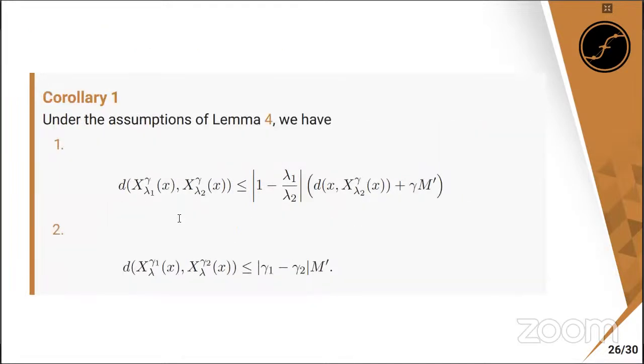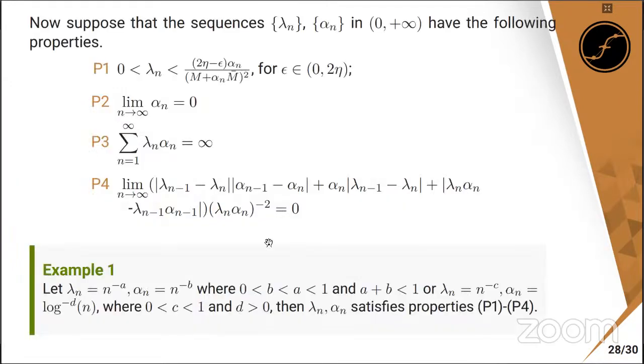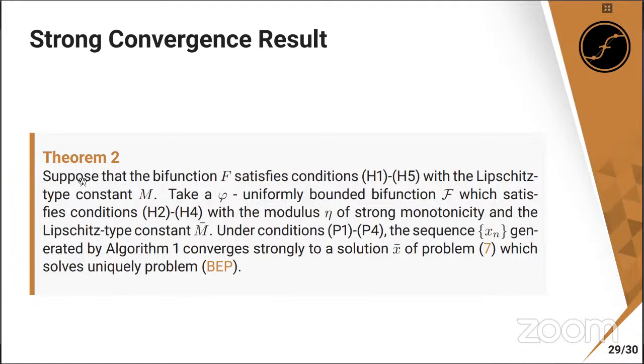We also have this corollary which follows from Lemma 4 by taking lambda 1 equal to lambda 2. Here we take the lambdas to be the same. We have this, and then the next lemma, and with this, if the sequences lambda n and gamma n satisfy these conditions, these properties, then we are able to get our strong convergence result. I think that's all. Thank you for listening.